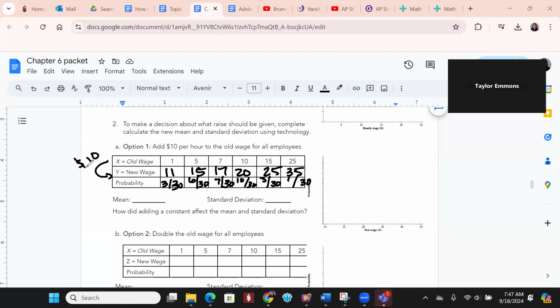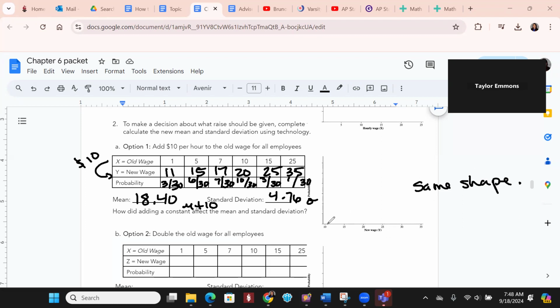Now, what's going to happen to the mean on that one? It's going to increase by 10, so it's going to be 18.40. That was mu plus 10. What's going to happen with the standard deviation? It's not going to change. So 4.76 is the standard deviation. On the graph, it's going to look the exact same. It's going to have the same shape. Only difference is the numbers are going to be a little different down here.